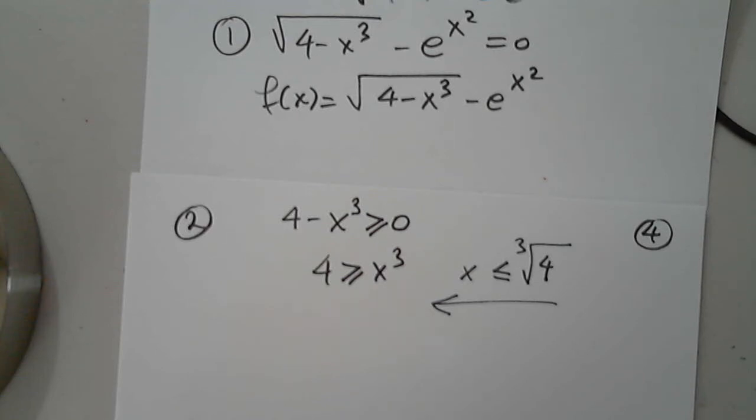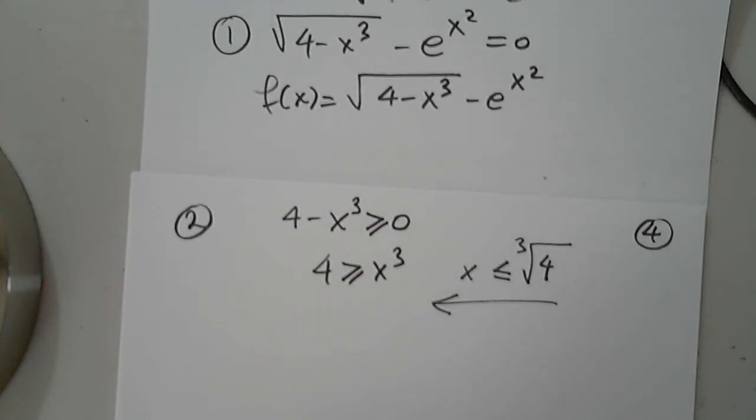Okay, so I start with the square root of 4 minus x cubed. Okay. And then minus e raised to x squared. Okay. So second and table. Oh, how beautiful.